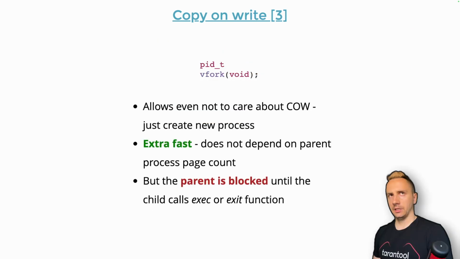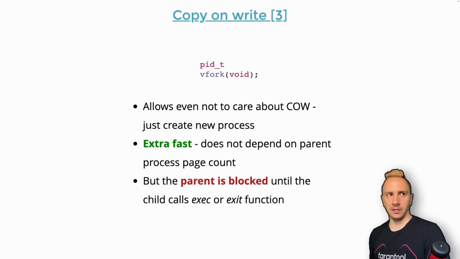Besides fork, there is one other way to create copies of a process. It is a system call called vfork, probably meaning virtual fork. And this thing will not enable copy on write. And it works even faster because of that, because even just enabling copy on write can take a lot of time.